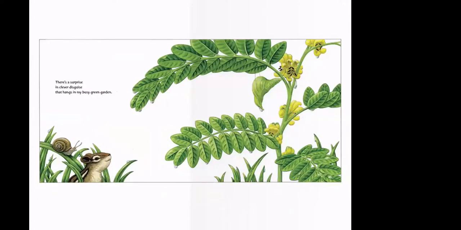There's a surprise in a clever disguise that hangs in my busy green garden. Can you find that surprise in a clever disguise? What do you think you see that's hanging? What about right kind of in the middle? There's a little green pod, right? That's hanging from that branch. What do you think's in there that's a surprise in that clever disguise? Let's find out.